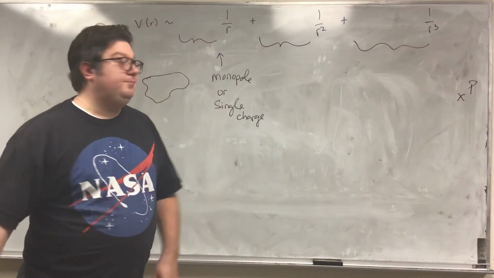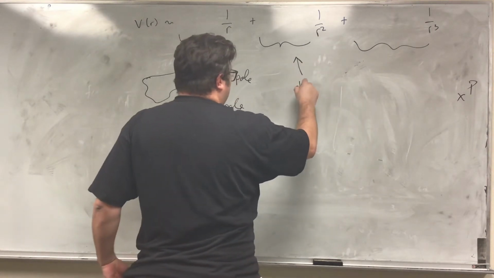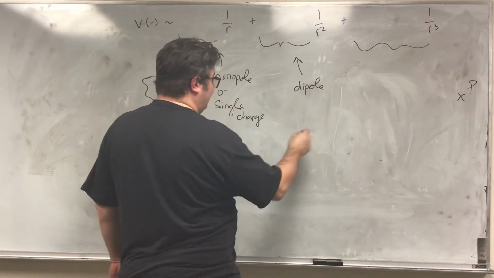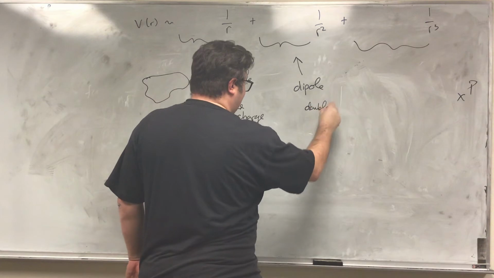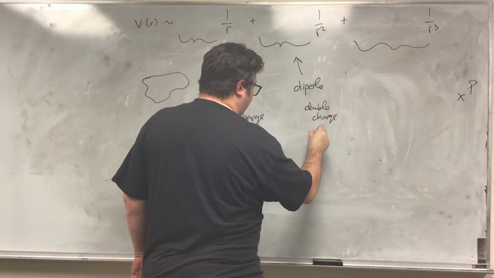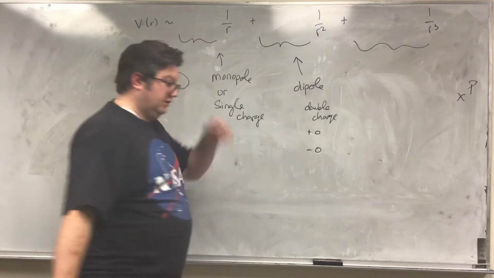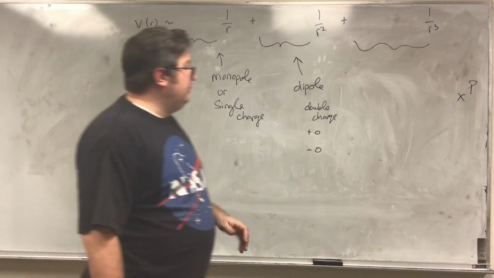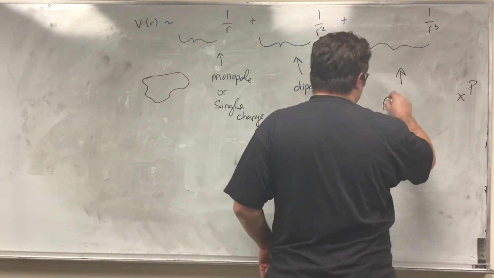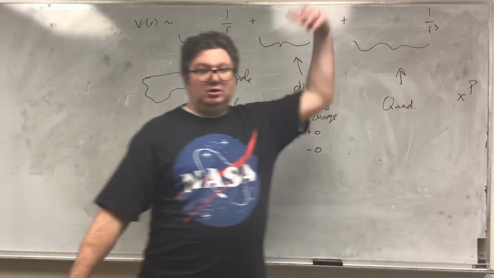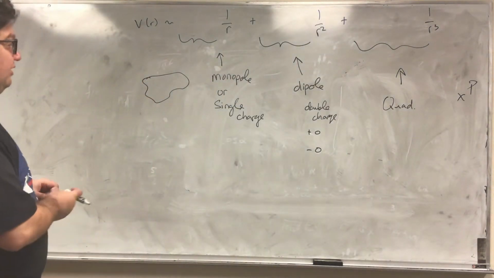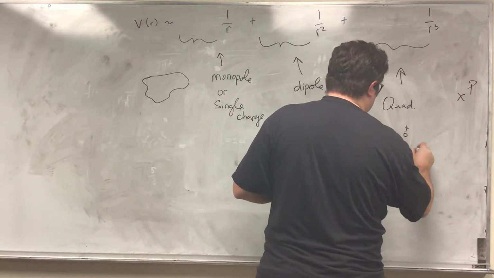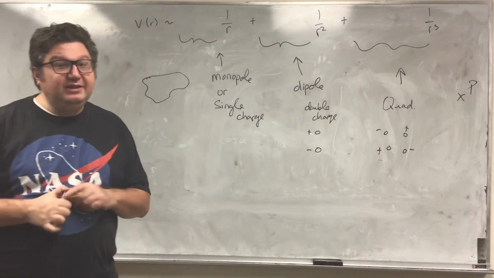So then the next term is going to be the dipole term. Here it's like a single charge, and here it's going to be like a double charge, where it's like a positive charge and a negative charge. And then there's going to be the quadrupole, and then the octupole, and so on. The quadrupole is like there are 4 charges. And so this is a really exciting thing.